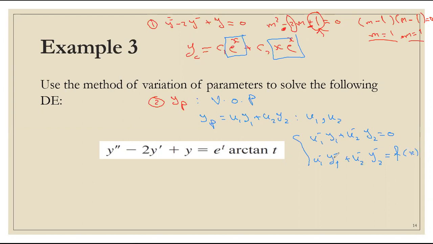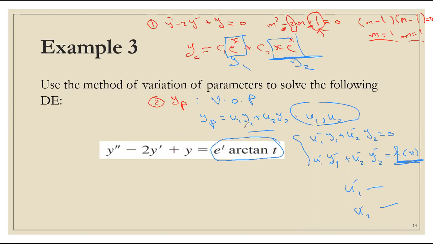Where are y1, y1 prime, y2, y2 prime? They are from here. This is your y1, and this is your y2. I'm going to find u1 prime and u2 prime, then integrate them to find u1 and u2, and add together to get yp. Where is your f(x)? It is this function. I'm not going to continue solving it. Please try to do it and send me your solution on WhatsApp.